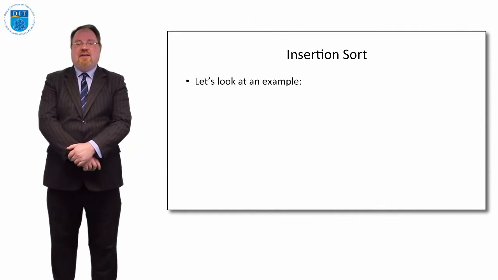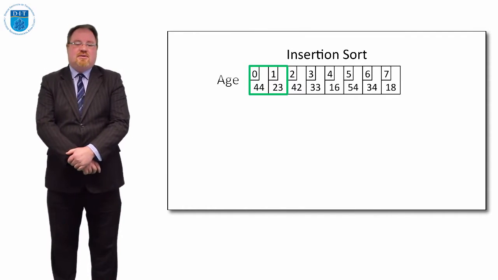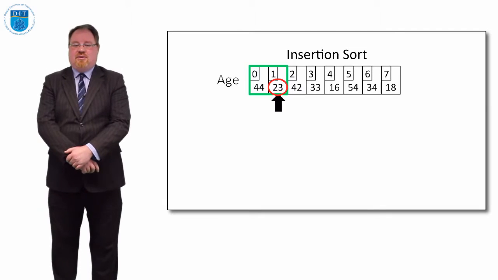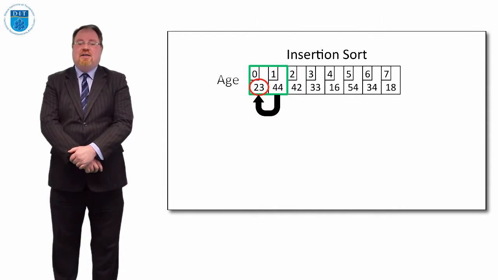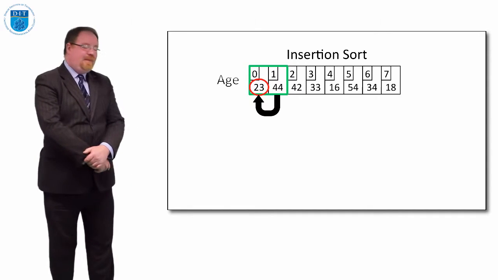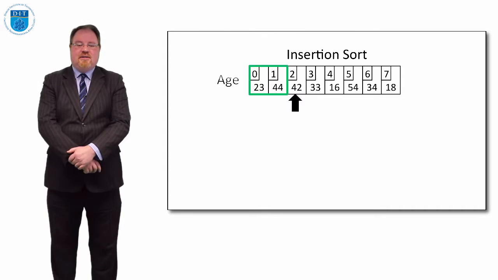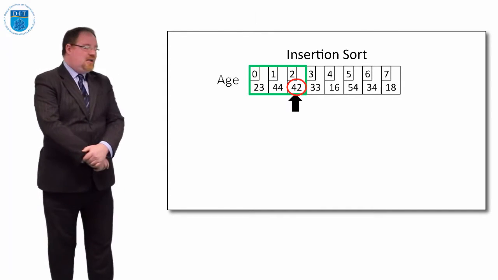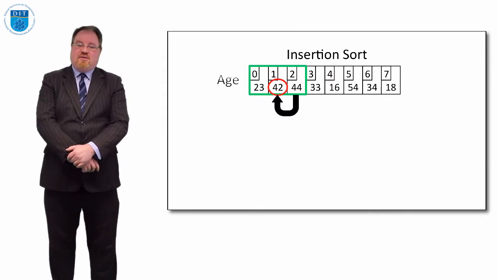So if we want to take an example, let's have a look at our array. The first two elements are out of sequence, so we need to put the smallest element in its correct position and move it back there. Now the first two elements are sorted. So let's look at the third element. It's not in the correct sequence, so we need to move it so it's in its correct position.